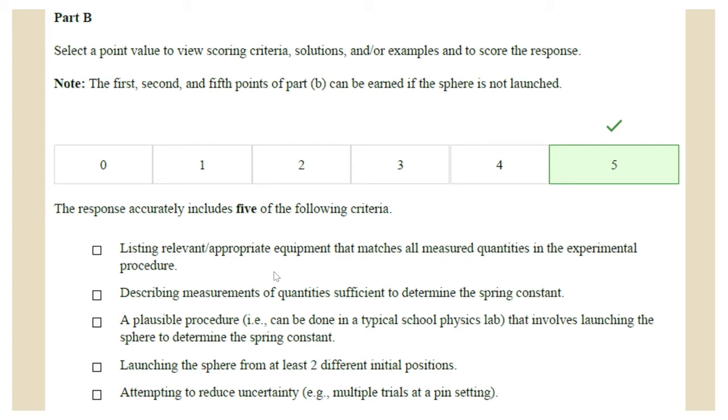Now notice here, if you're talking about just compressing the spring with a force sensor, so you're not launching the sphere or something, you can earn the first, second, and then fifth point. You lose these two for the plausible experiment and the launching of the sphere, but you can still get 3 out of 5.